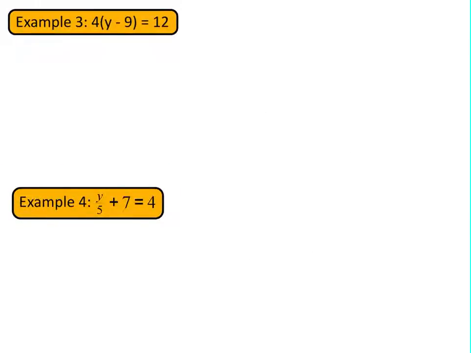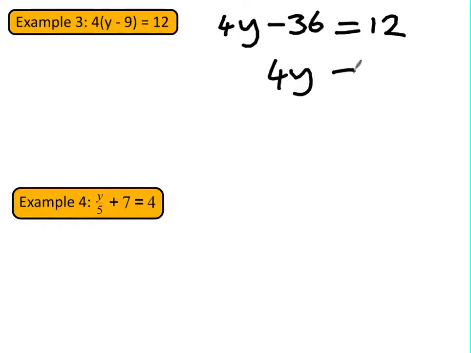Again, some more questions involving brackets. In example 3, if we expand that, we've got 4y minus 36 is equal to 12. Now we want to add 36 to both sides, so 4y is equal to 48. Now we can divide by 4 and see that y is equal to 12.